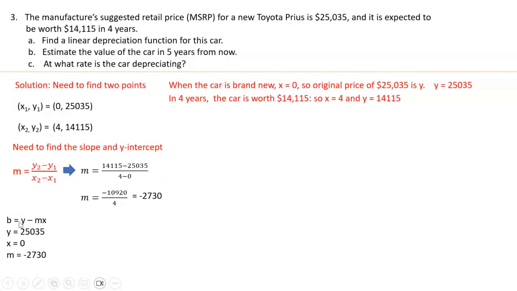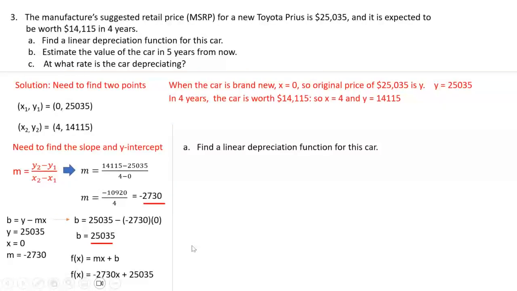Now to find the y-intercept, we use the same formula as before: b equals y minus mx. Let's use the first point, which is easier because we have a 0. The y is 25,035, minus m, my slope, which is negative 2,730, times x, which is 0. So my b is 25,035. All we do is plug them into the formula, because we already found the m and the b. There's my result: negative 2,730x plus 25,035. That's the answer for part A.